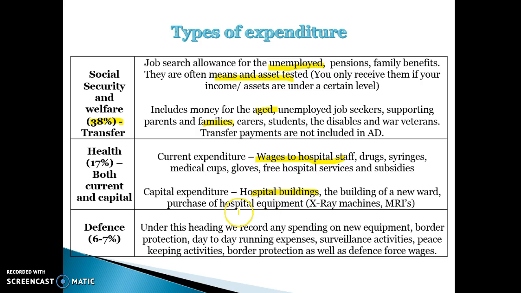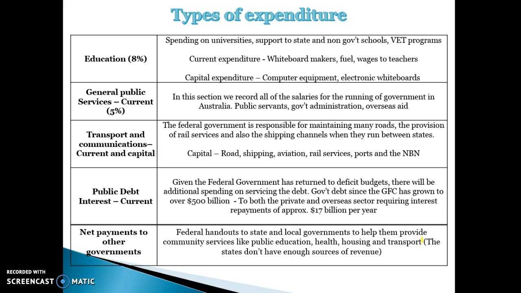Defence spending, this is spending on new equipment and border protection. Some of this would belong to capital expenditure, so equipment that's going to be used for a long period of time, but then the day-to-day running expenditure like the wages of the military would be examples of current expenditure. Surveillance activities, peacekeeping activities, border protection, all of that belongs within defence spending.